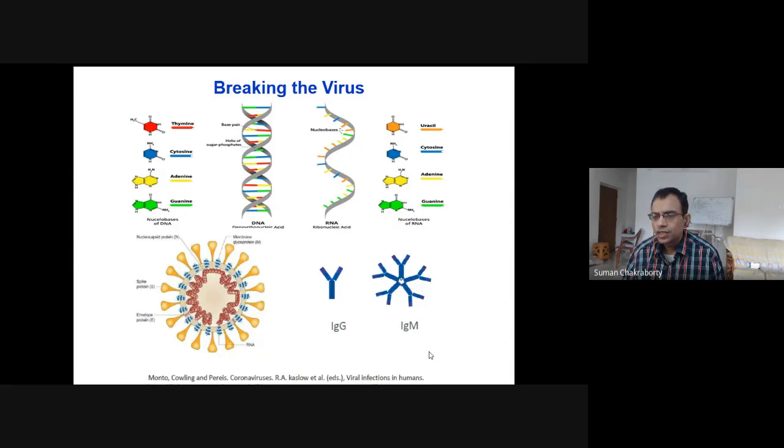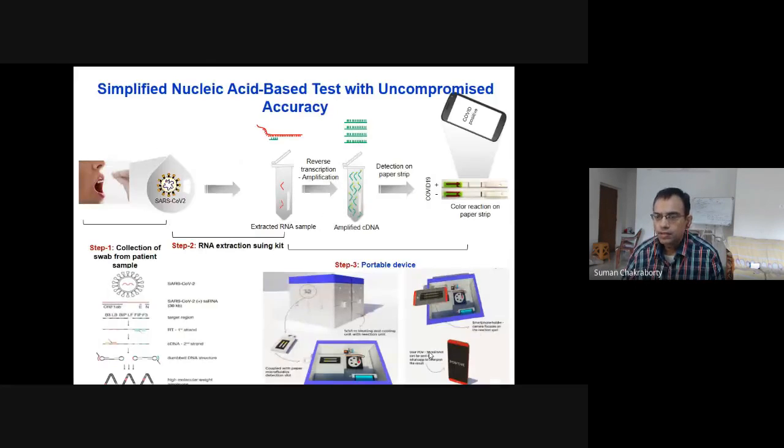So the diagnostic test can either target these proteins, which are called rapid antigen tests, but more fundamentally, the diagnostic test can also target the RNA, which is considered to be the gold standard technique for detecting the viral infection, because the RNA contains the fundamental signature of the virus.